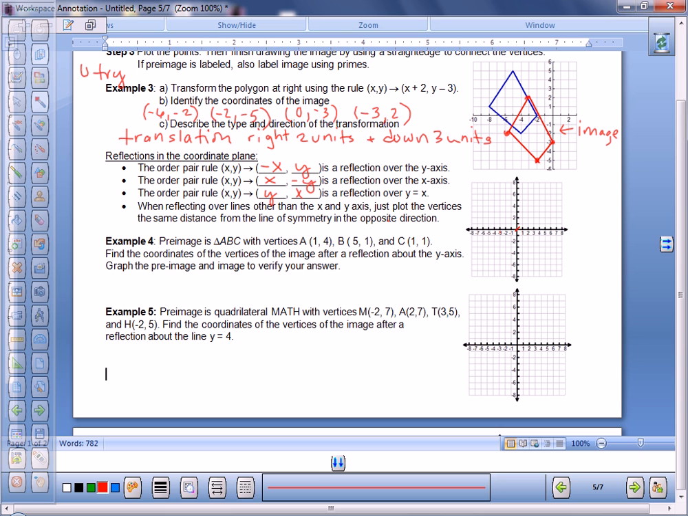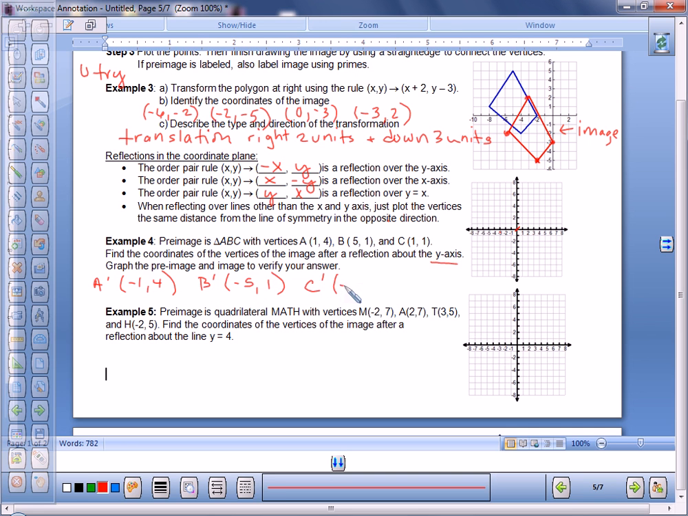All right. Example 4, pre-image triangle ABC with vertices (1, 4), (5, 1), and (1, 1). Find the coordinates of the vertices of the image after reflection over the y-axis. So the y-axis is going to change what? The x. So A prime would be (-1, 4). B prime would be (-5, 1). And C prime would be (-1, 1).